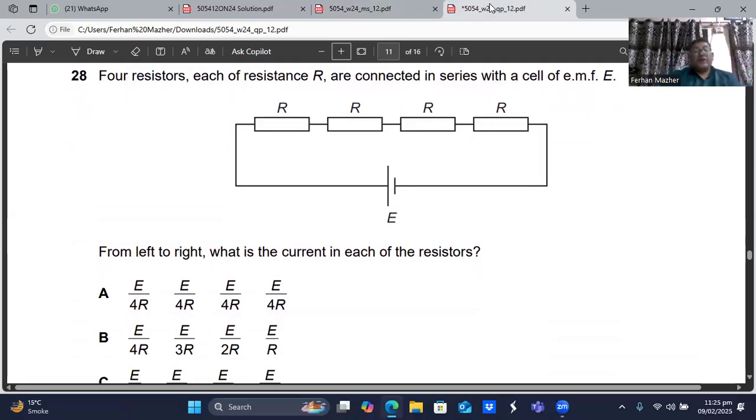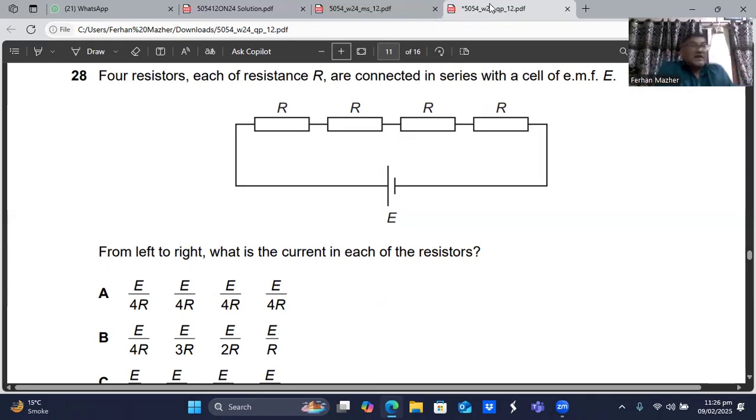So we have question number 28. He says four resistors, each connected in series with a cell of EMF E. From left to right, what is the current in each of the resistors? Because all of them are connected in series with each other, all of them will have the same amount of current. Whatever current comes out of the battery, the same amount of current will flow through each resistor, because there is only one path for the current here. So in each resistor, the current will be the same.